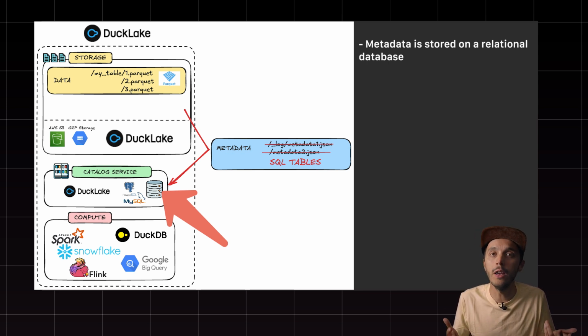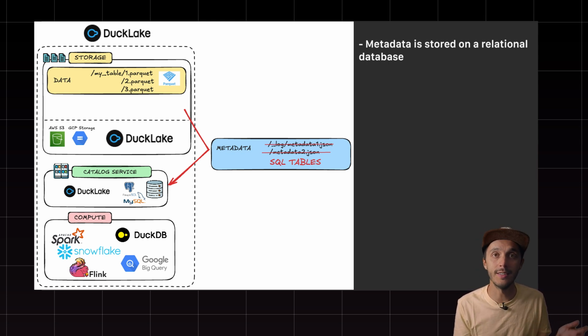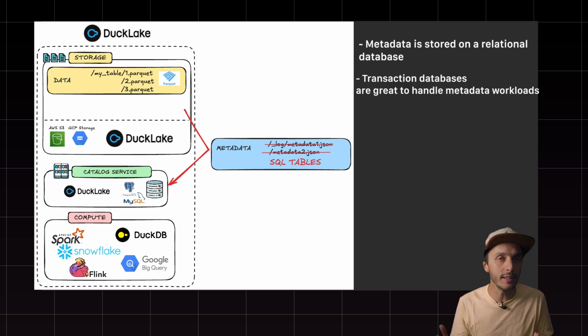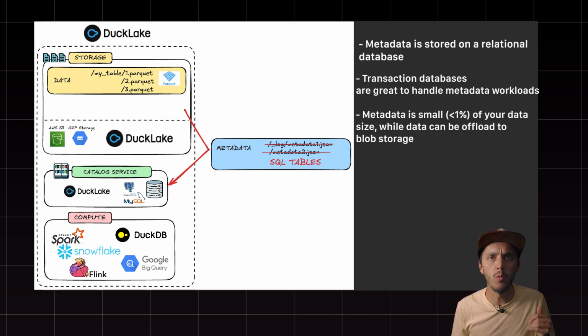And you may ask, why use a transactional database for metadata? Because these systems are designed to handle small and frequent updates with transactional guarantees. And metadata operations like tracking versions, handling deletes, and updating schemas are small but frequent. Transactional databases are just a great fit for that. Also, the metadata is tiny, often less than 1/100,000th of the actual size of the data. So storing it in a database avoids all the overhead of scanning dozens of metadata files on blob storage.